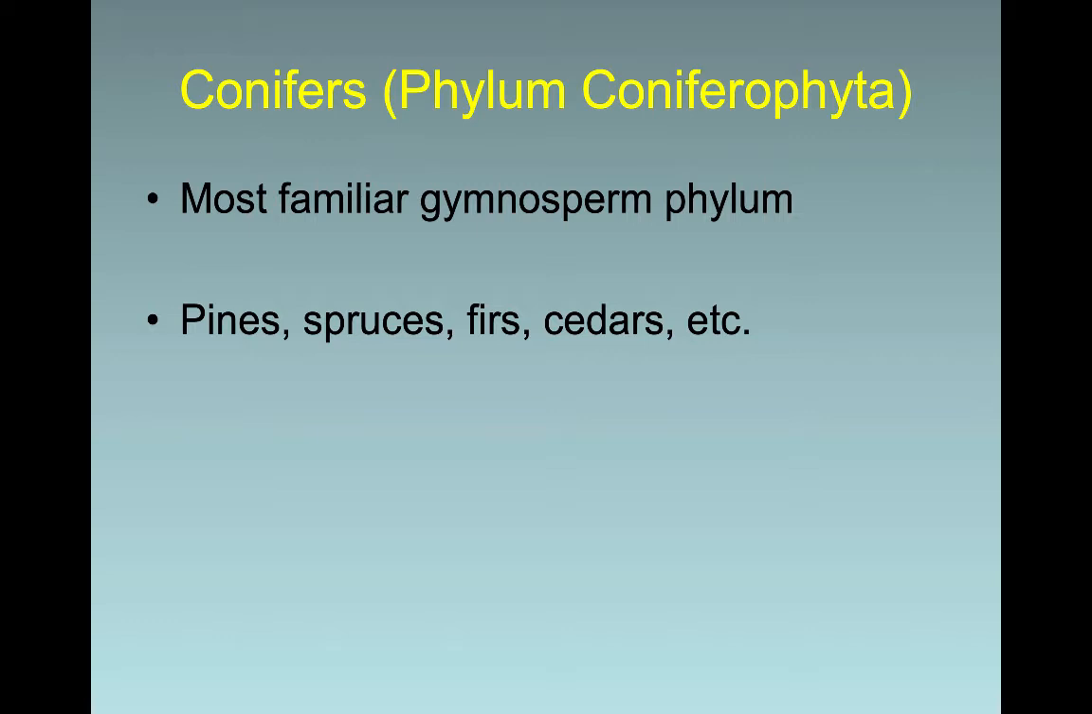All kinds of things. Juniper, that's also a conifer. Fairly familiar plants, lots and lots of ecological importance, tons of economic importance as well. The conifers will grow in just about any part of the world that's not too hot or humid. They really like cold, dry conditions more than anything else.